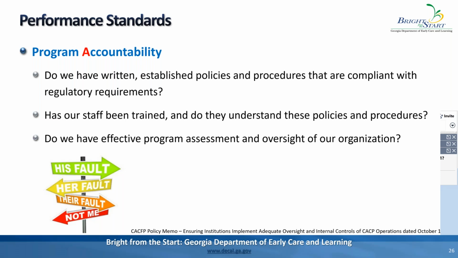Program accountability, policies and procedures that are compliant with regulatory requirements. Have our staff been trained and do they understand these policies and procedures? Do we have an oversight of our organization? Accountability: organizations must have internal controls and other management systems in effect to ensure financial accountability and to ensure that the program will operate in accordance with federal regulation. To demonstrate program accountability, the new institutions must document that it meets the following criteria: adequate oversight from an independent governing board of directors.